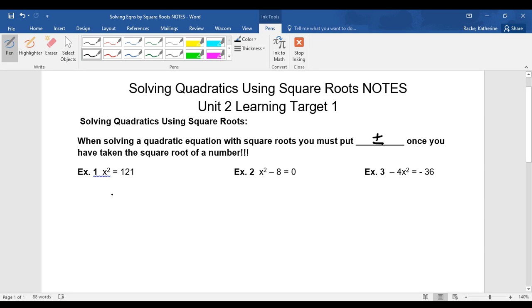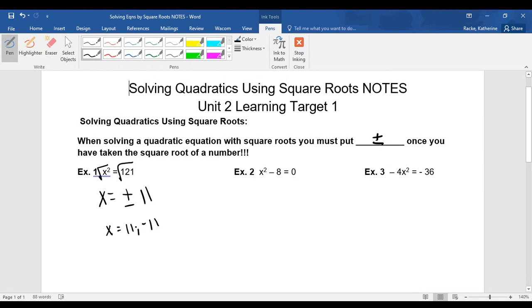When solving quadratic equations using square roots, you will get the x squared by itself. So isolate the x squared. To get rid of a squared, you need to square root both sides. The square root of x squared is just x, and the square root of 121, remember we're going to put a plus and minus. The square root of 121 is a perfect square, which is 11. This plus and minus just tells me that x equals 11 and x also equals negative 11. So this is just a faster way to write it.